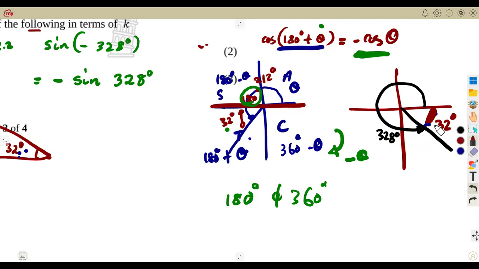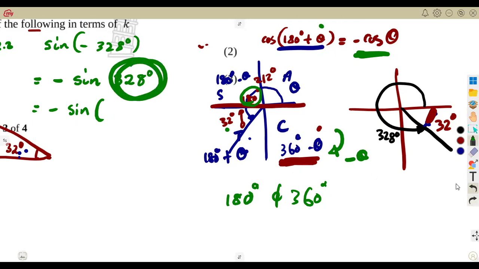So the acute angle is 32. Remember, in the fourth quadrant, in terms of theta, where theta is the acute angle, how do you write it? So that is how you're going to write it. It was going to be minus sine what? To get the same 328 that we see here. We are supposed to get the same number, 328, but reduced in terms of this.